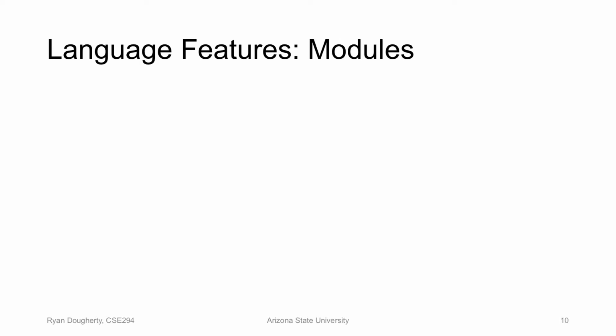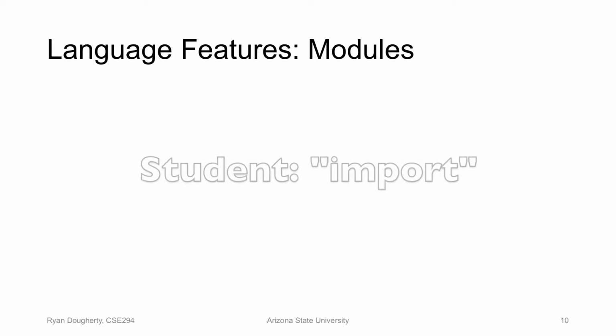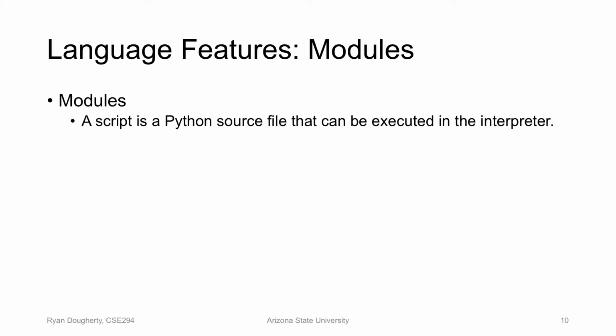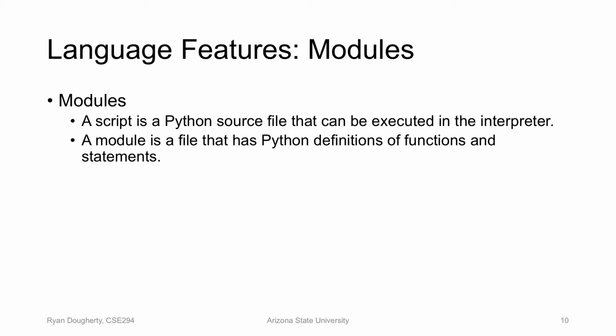What would you do in Java? What if you wanted to include java.util or something? You would do an import, right? Because obviously the Python library is very large, so it doesn't import everything all at once. So you'll have to import. Basically, a file that contains a bunch of methods or a bunch of classes is called a module, and what you do is import modules. A script is just a Python source file that's executed by the interpreter. A module is just a file with a bunch of functions in it.